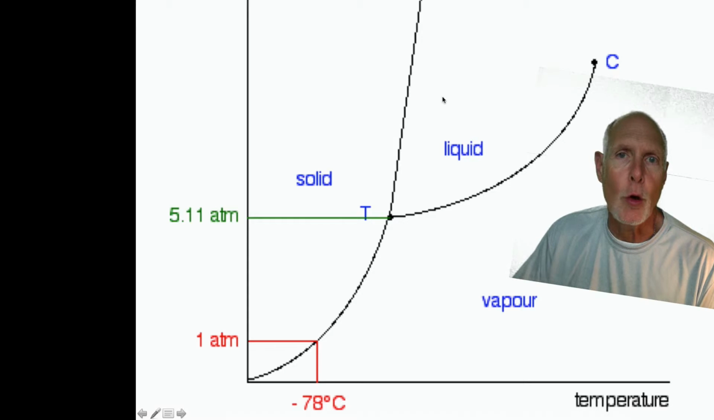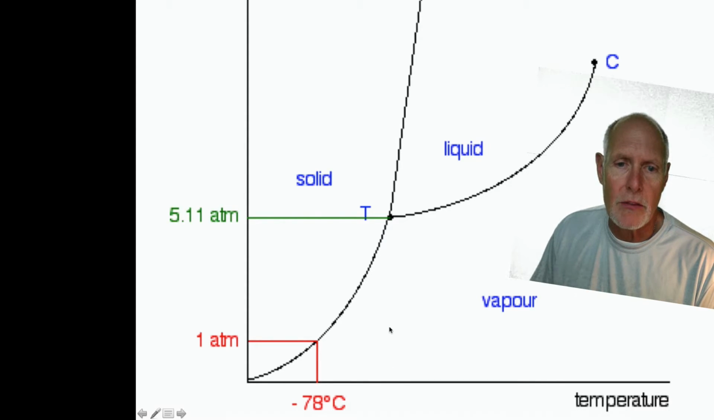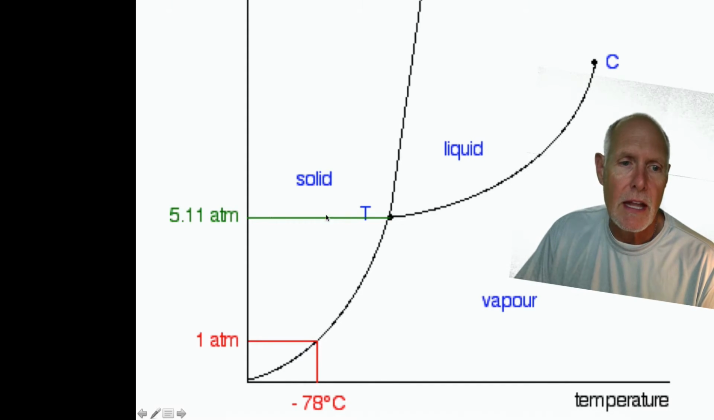of the graph. In order for carbon dioxide to be a liquid, it has to be above whatever temperature this is right here, and I don't know what it is, but it has to be above that temperature. And let's just, for kicks and grins, say it's minus 50 degrees Celsius, but it has to be above 5.11 atmospheres of pressure.